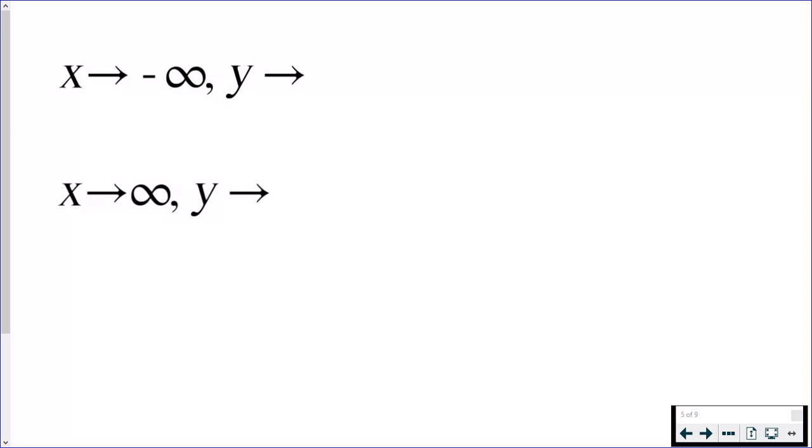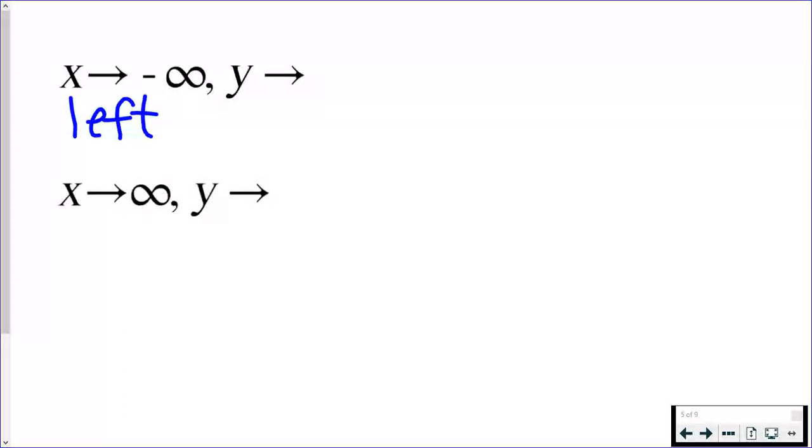Now, you could always have f of x instead of y, so understand that. But the only thing you need to figure out is the very end of both of these lines. So this top line that I have, we read it as x is approaching negative infinity, y is approaching blank. Now, x is approaching negative infinity means that x is headed towards the left, because remember, the farther left you go, the more negative you're going to get. So x is approaching negative infinity. This is basically asking, what is happening on the left side of this graph?